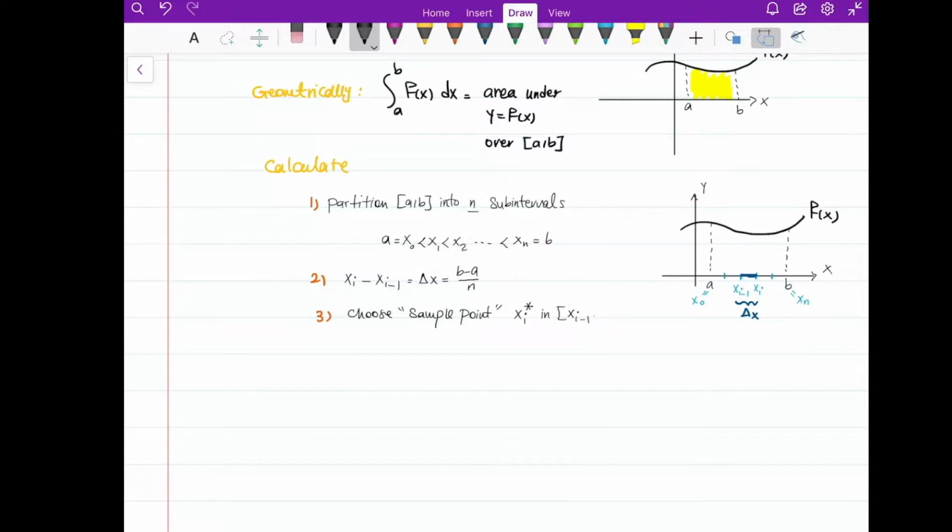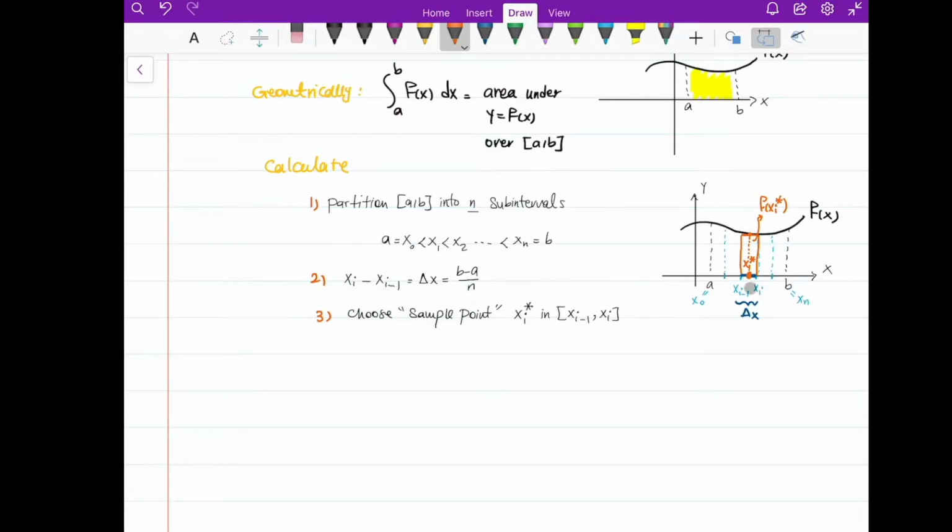For example, in the interval x_{i-1} and x_i. Okay, so I'm going to choose a sample point in here. I'm going to call this sample point x_i star. Now the idea here is that when we partition the interval into n subintervals, we're going to make small parts like that. We're going to make the interval between a and b, and basically the area under the graph, into some small parts. And then when we define a sample point, we consider f of the sample point to be basically the height for, for example, this rectangle in here. So the height here would be f of x_i star.